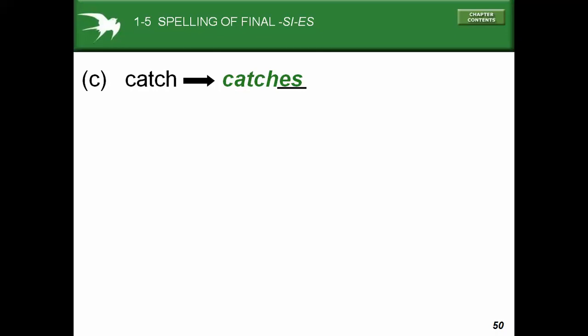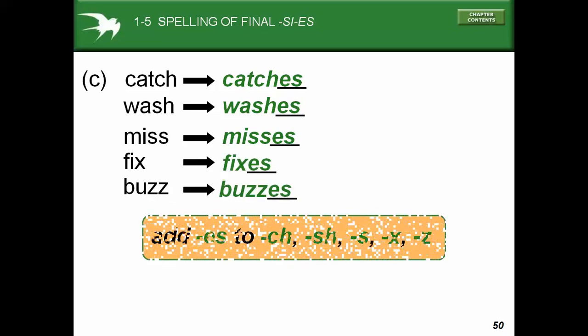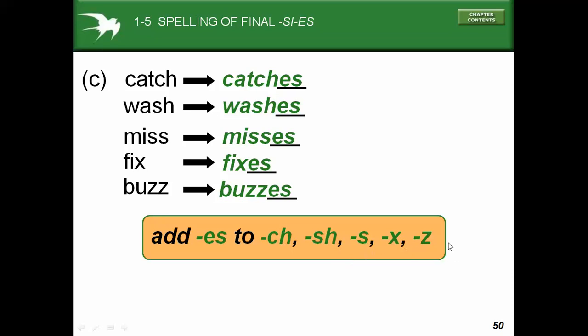Catch. Here we add es. Washes. Misses. Fixes. Buzzes. Okay. Add es if the verb ends with ch or sh or s or x or z. Catches, washes, misses, fixes, buzzes, and so on.